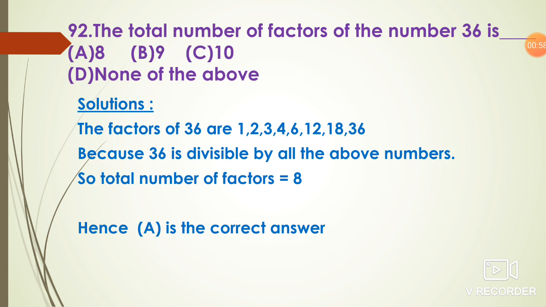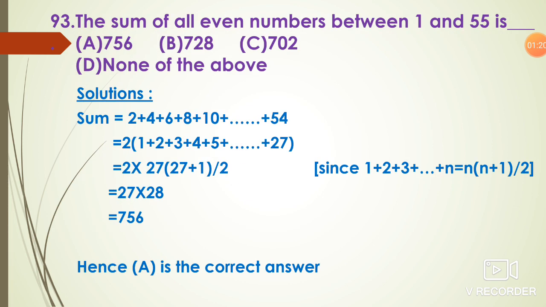Question number 92. The total number of factors of 36. So we know that 1, 2, 3, 4, 6, 12, 18 and 36 divide 36. So all are factors of 36. Here after counting we see that the total number of factors is 8. So A is the correct answer.